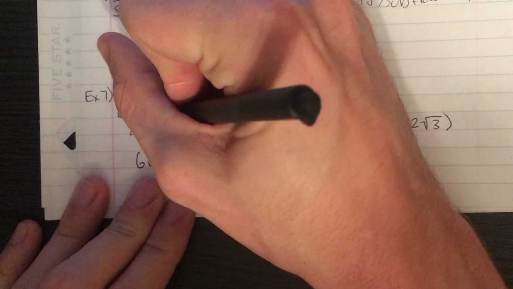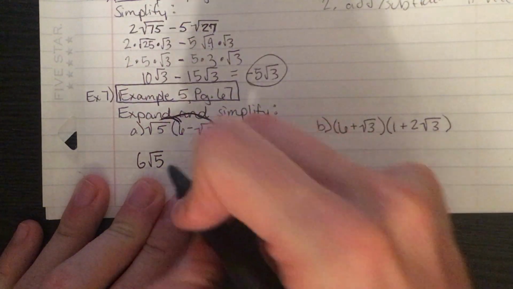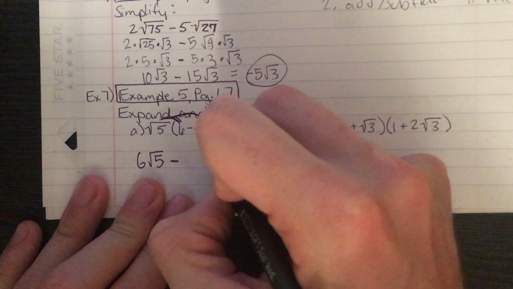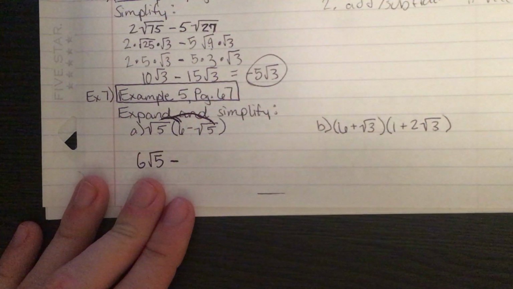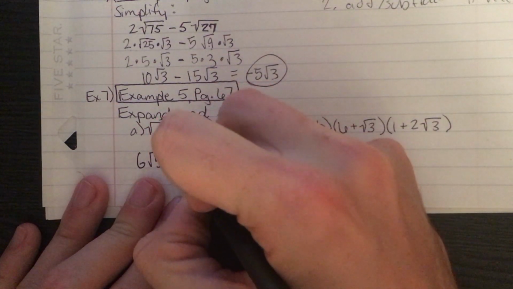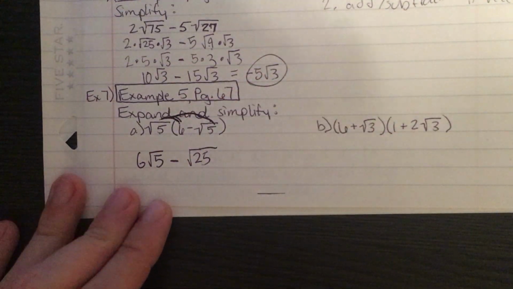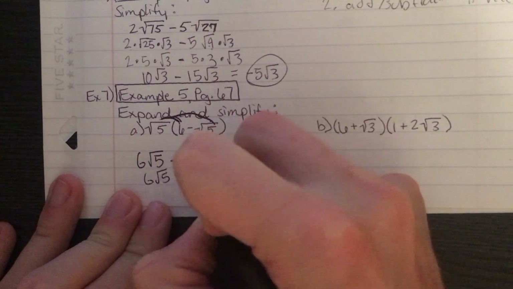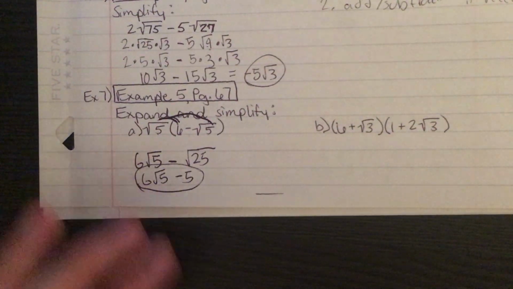Now, when I distribute the square root of 5 times the square root of 5, that's a negative square root of 5. I'm going to get minus, if I do square root of 5 times square root of 5, those are going to cancel out. That will give me the square root of 25, which will just be 5. And I'll write that out just to prove my point there. So that will be 6 square root of 5 minus 5. Just to show my point there.